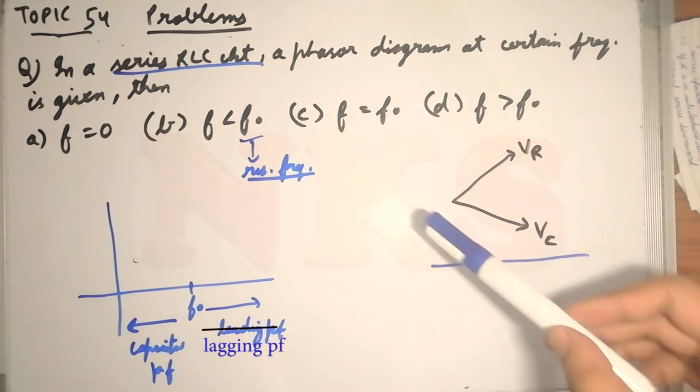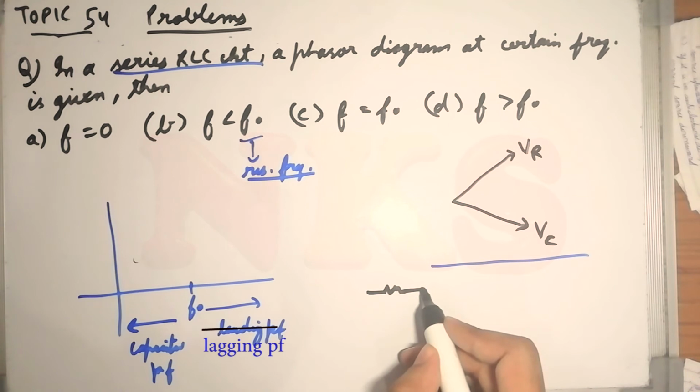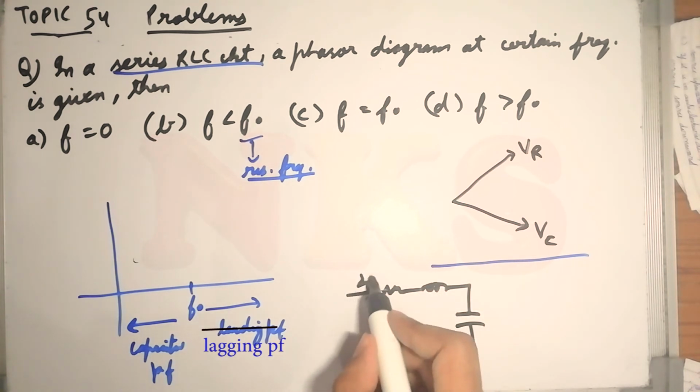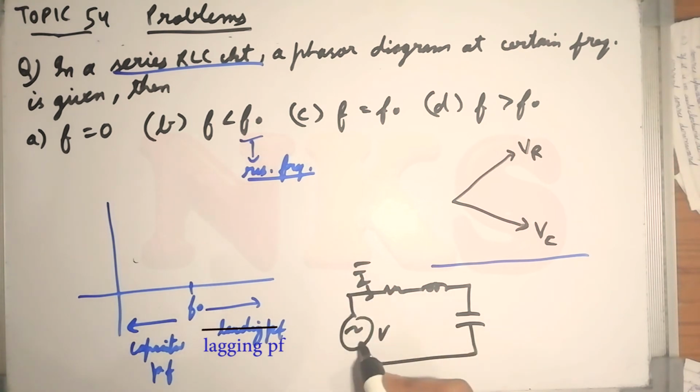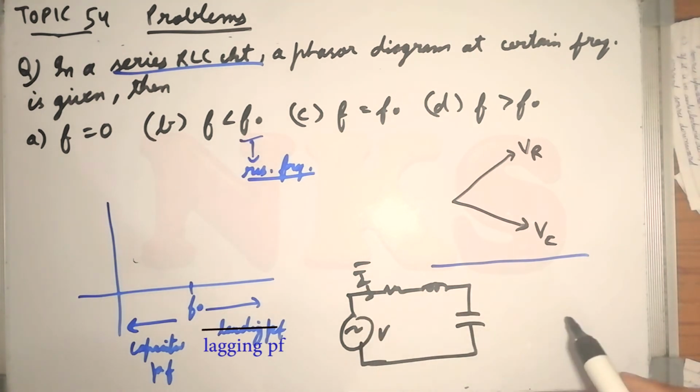Now after watching these phasors, we have to identify whether the circuit is behaving in a capacitive nature or a lagging nature. How can you say that? For a series RLC circuit, let me take R, L and C. Let this be the current flowing in this circuit, and this is a voltage source V. If I draw a phasor for this, I is the same, so I am taking the I phasor as a reference.